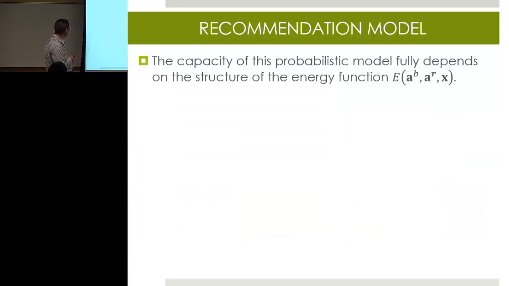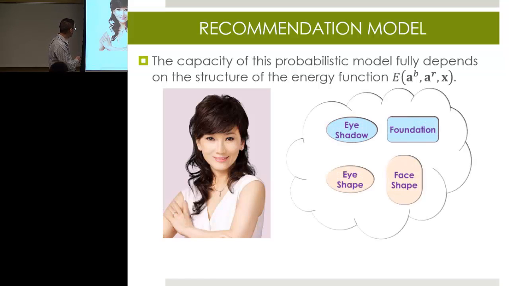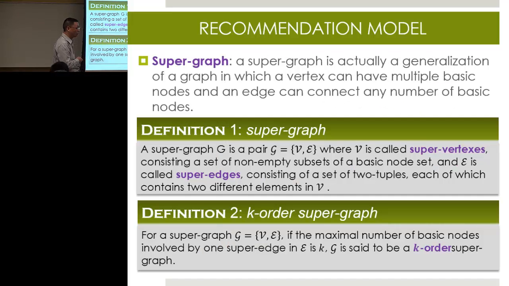To describe this, we notice that a fully connected graph is not so good, right? Too complicated. But a tree structure is actually not suitable for this. Why? Because we notice that for one attribute, for example eyeshadow, it is linked with eye shape. It is also linked with face shape. So you cannot use a tree structure, because a tree structure means you will lose the connection with at least one factor. So instead of using a tree structure, we use the so-called supergraph.